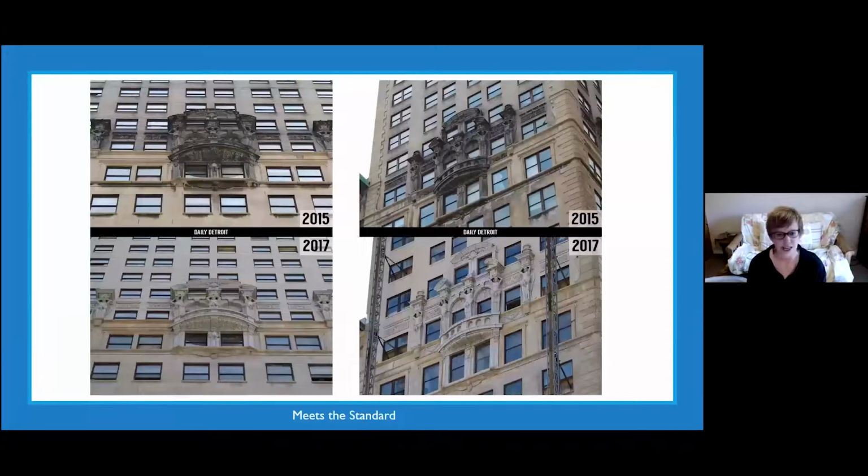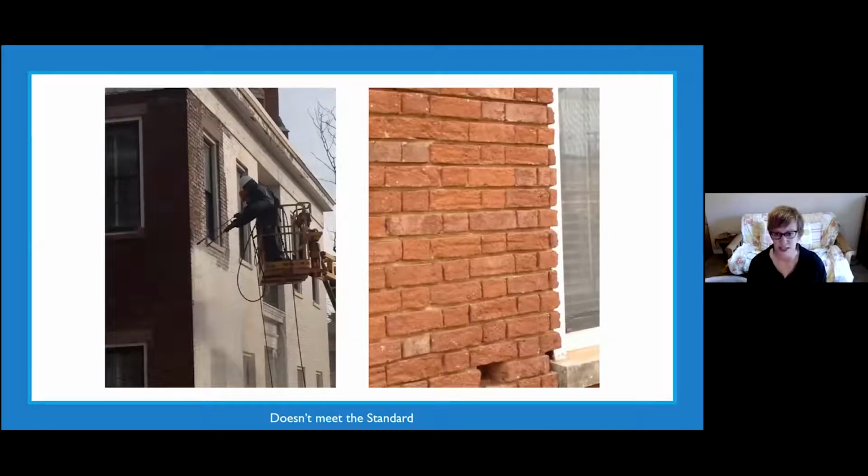So here are some examples of cleaning work that meets the standards, work that was very carefully done to preserve the original terracotta and stone and not damage any of the surfaces. Whereas here you see what can happen. Sandblasting brick or using high pressure cleaning methods too close to the brick will totally remove the protective surface. So you get this really pockmarked brick that is then very fragile and will deteriorate rapidly.